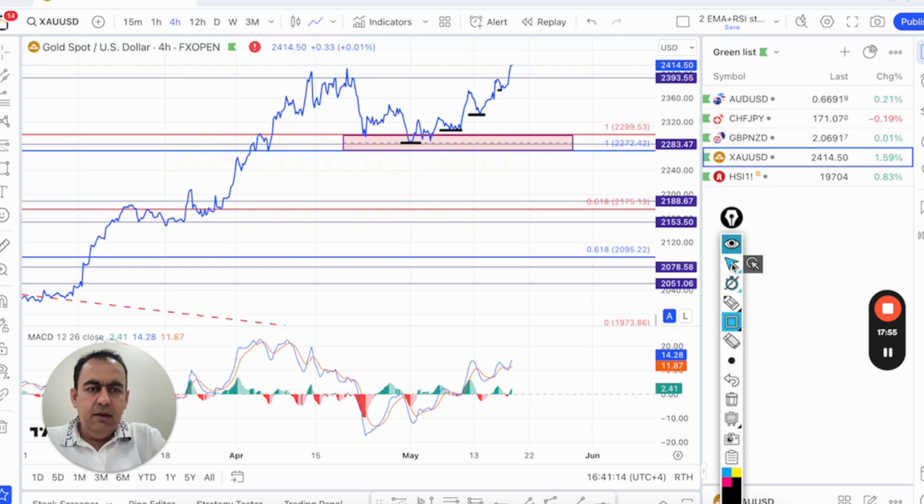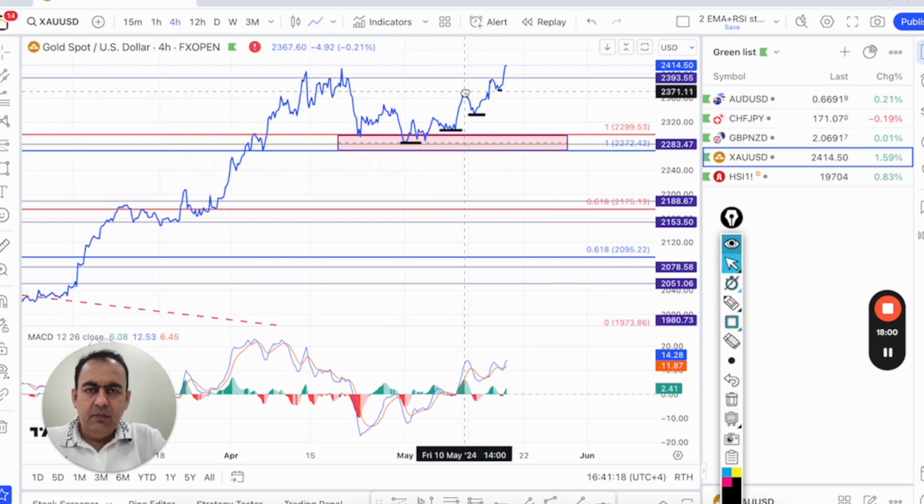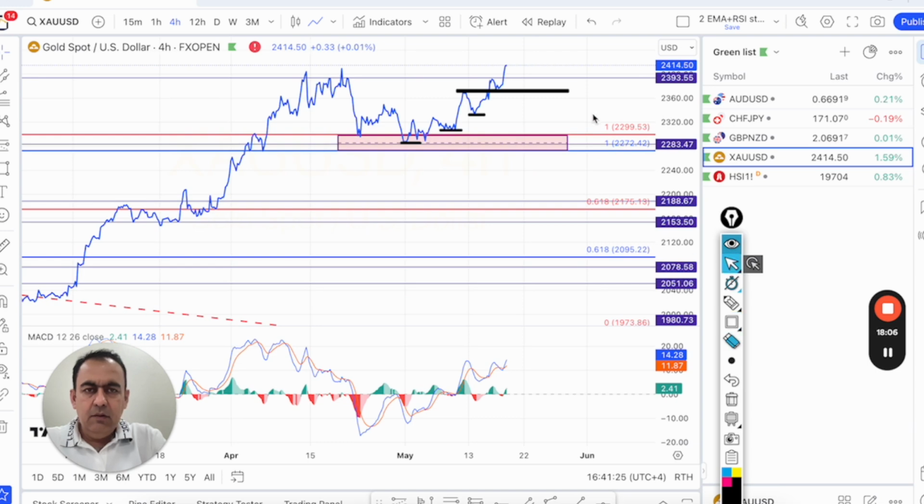So until this higher low is maintained, I'm talking at this low, until this higher low is maintained, that's 2372 followed by 2331, the buyers have no problem. So they still remain in the control of gold.